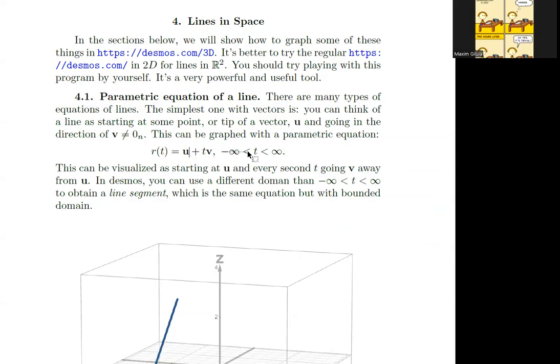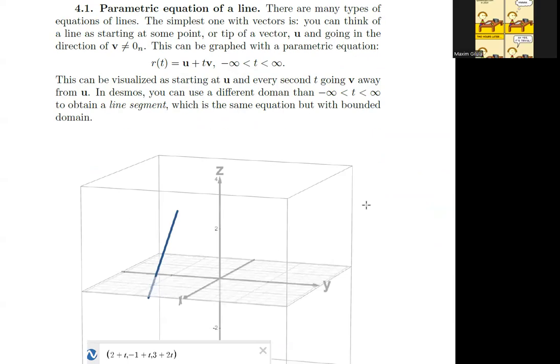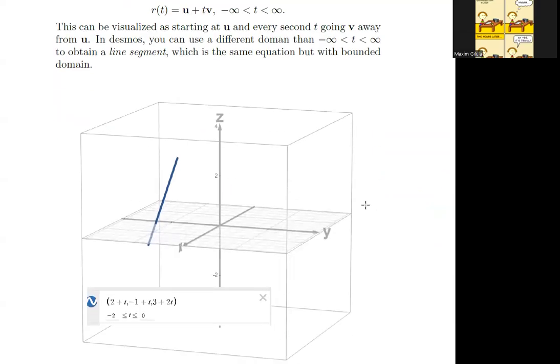And if I restrict my domain to specific values like -10 and 10, I get what's called a line segment. So for example, here is a line segment in Desmos. u plus tv, my u was (2, -1, 3), and my v was (1, 1, 2). So this is (2, -1, 3) plus t times (1, 1, 2). So this is like u and this is v. This direction is like the direction of (1, 1, 2).